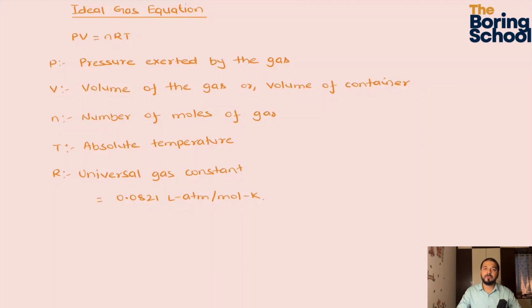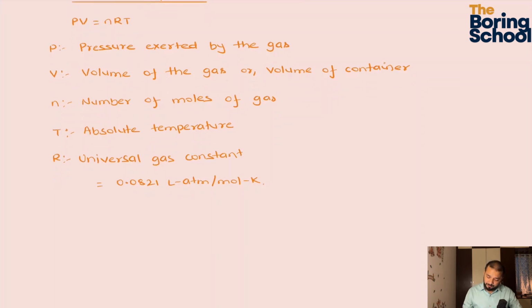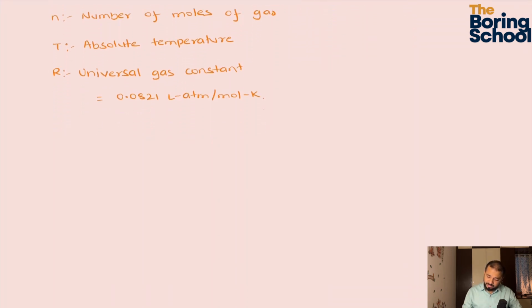Now, with the help of pressure, volume and temperature, we can easily calculate the number of moles of gas. So I can write using this equation that n will be equal to PV upon RT. So this will be the formula to calculate the number of moles of any gas.